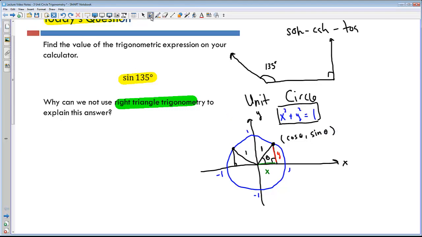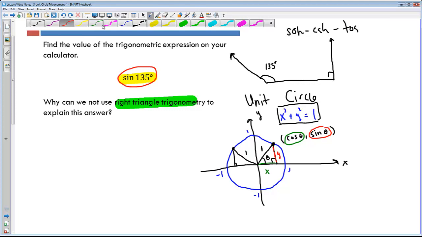So the inputs are the cosine stuff, and then the outputs are the sine stuff. And it's easy to remember because it goes x, y, or cs. It's alphabetical, so it's not hard to figure out. So, for example, let's try to understand how you actually find the sine of 135 degrees.